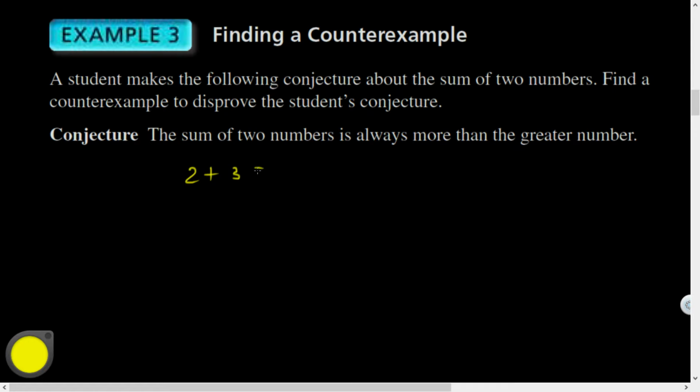All right, 2 plus 3 is 5. This is bigger than, right? 5 is greater than 3, sure. But yeah, you found a counterexample. You said, what was yours, Emmett?